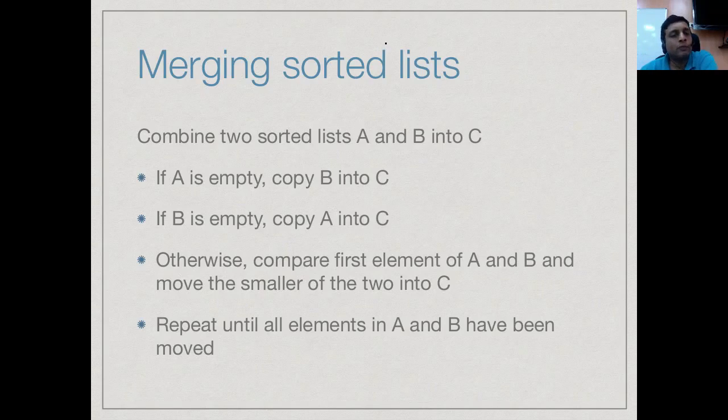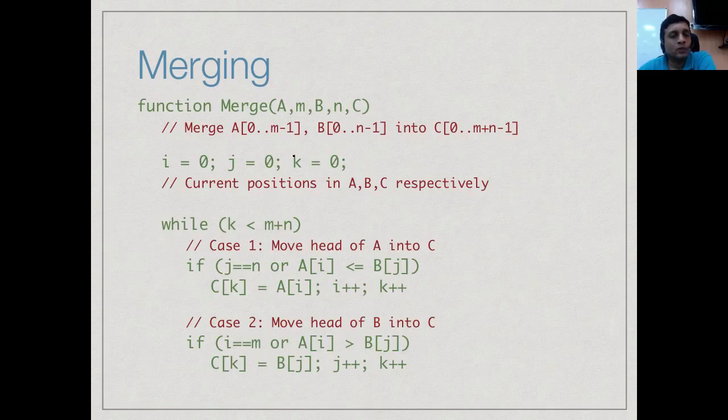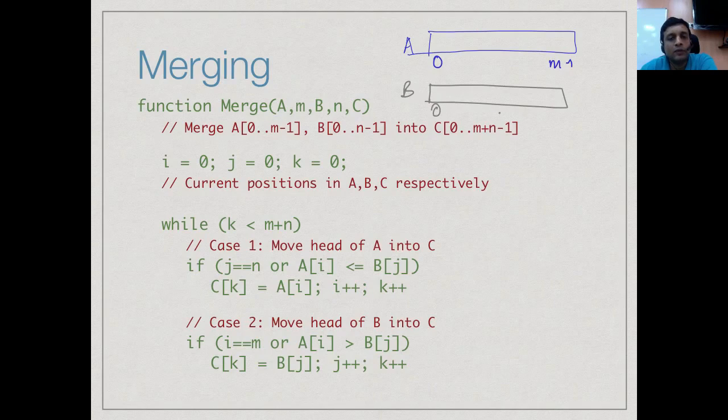So remember that when we merge two sorted lists, we take both lists side by side and we keep copying the smaller of the two elements at the head of each list into the final list C. So this was the code that we wrote last time. Basically we have a list A which runs from 0 to m minus 1, and we have another list B which runs from 0 to n minus 1, and we produce the output in a third list C which has indices from 0 to m plus n minus 1.